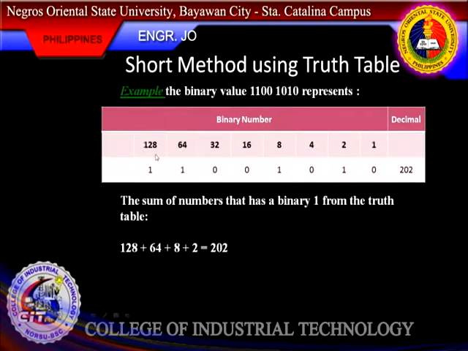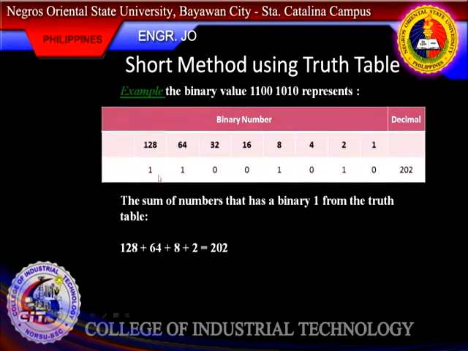So now that we have this, what we're going to do is plot 11001010 in this truth table. Plotting that, we put zeros here at the rightmost bit, and 1s in this table. So what we need to do is add all the numbers having 1.